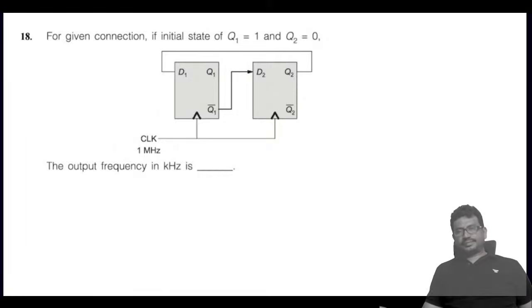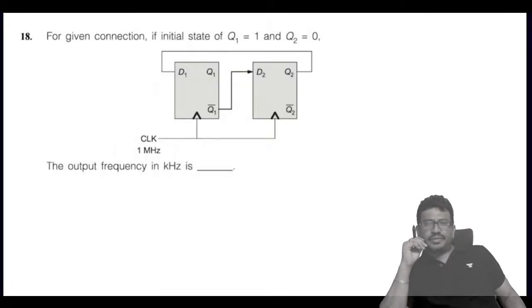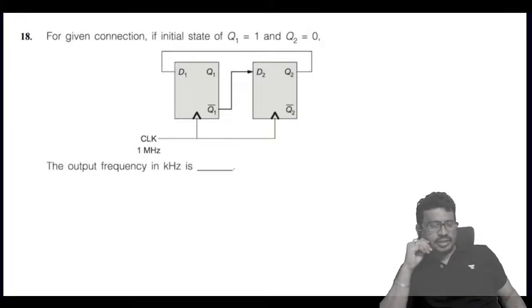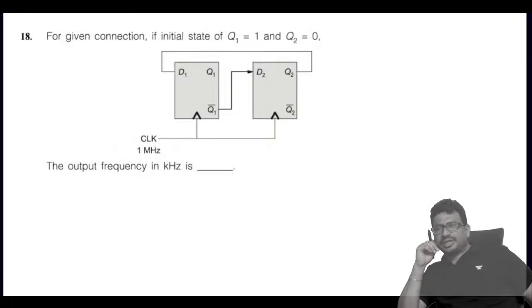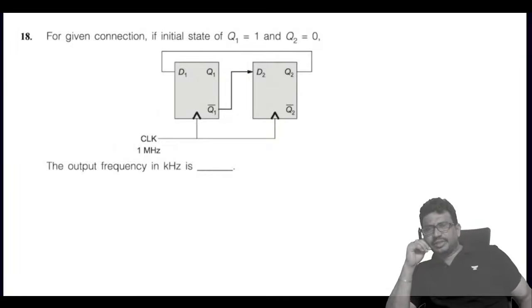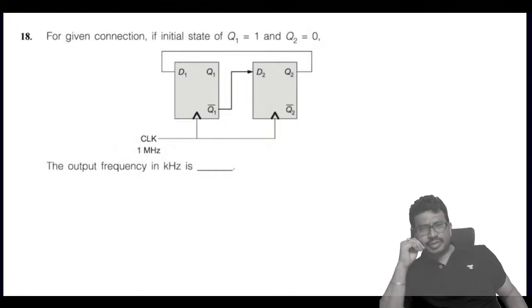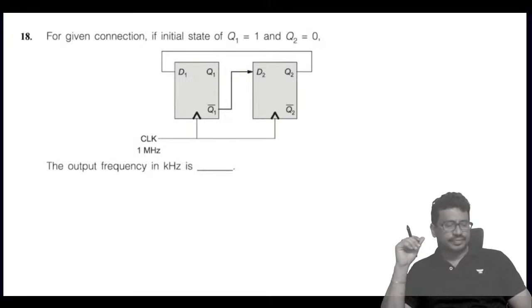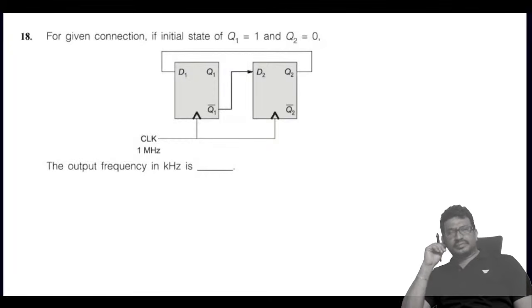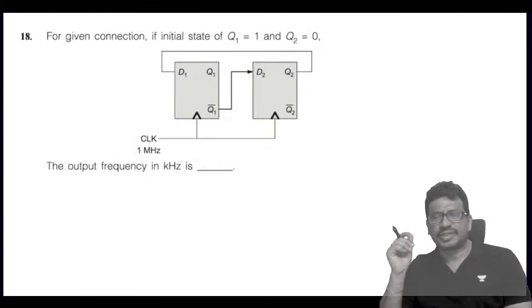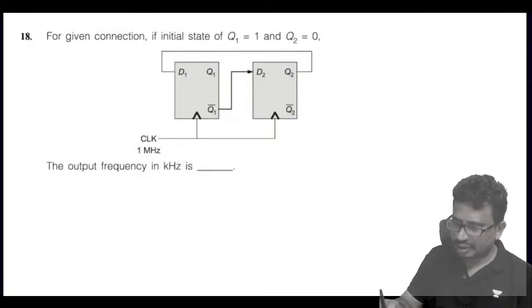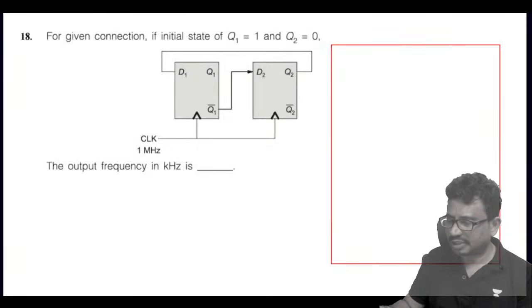Next. For the given connection, if the initial state of Q1 is 1 and Q2 is 0, the output frequency in kilohertz is? First of all, we need to find the mod number. So tell me, what is the mod number in this case?